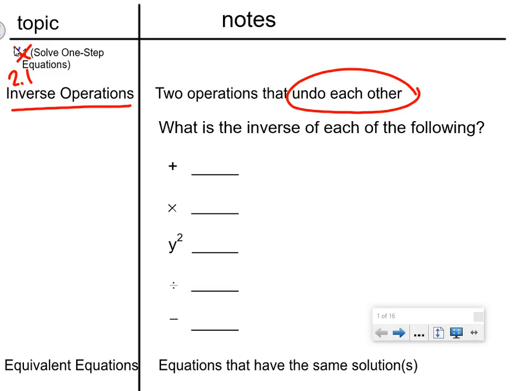What is the inverse of the following? The inverse of plus is minus. The inverse of times is divide. The inverse of a number squared is the square root of the number. So like 4 squared is 16, so the square root of 16 is 4. Division, the opposite of division is times, and the opposite of subtraction is addition.